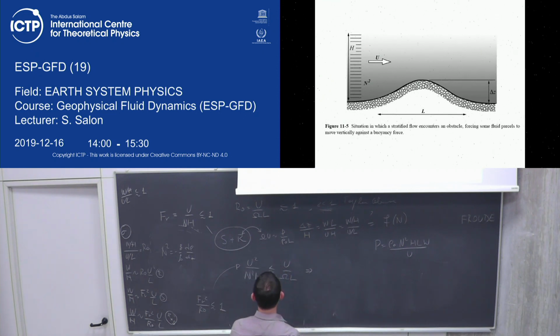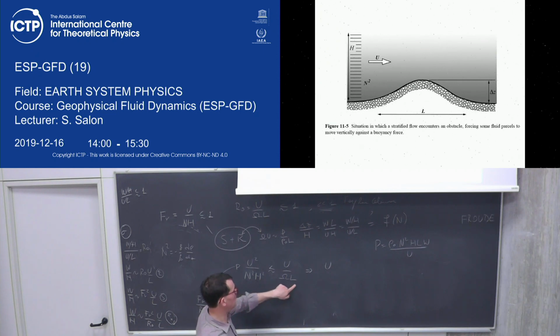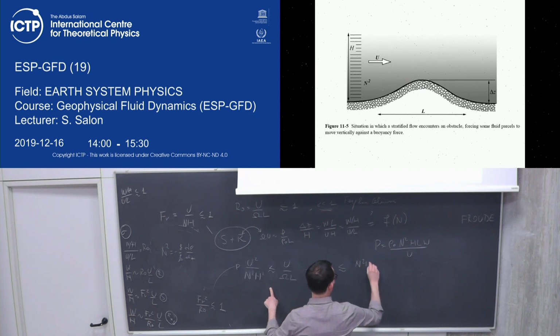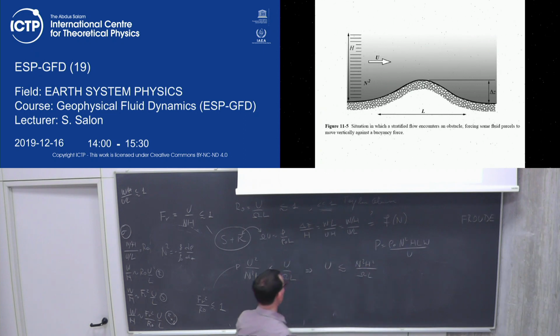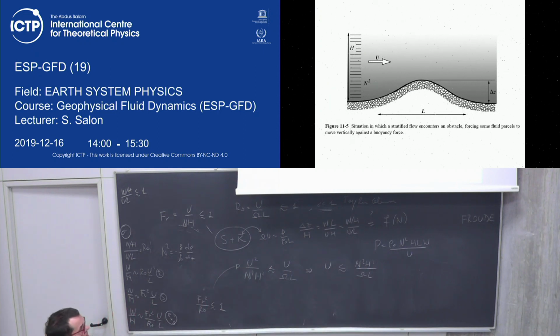So it means that if we fix the stratification, we fix the height scale, we fix the rotation scale, and we fix the length scale, the velocity must be at maximum equal to N squared H squared over omega L. Okay? So this is a maximum value for the velocity. So for the most common case, when we have rotation and stratification, the velocity must be larger than this scale here.